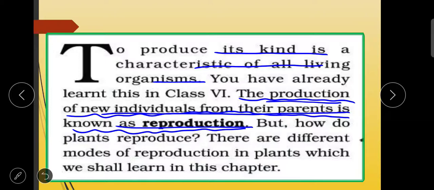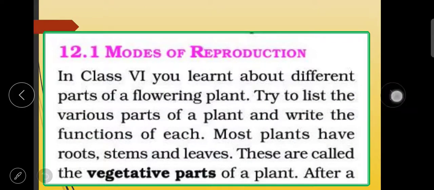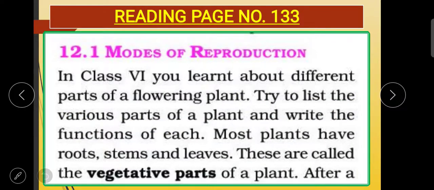Children, but do you know how these new individuals can be reproduced in plants? In plants, there are actually different modes of reproduction, which we are going to learn in this chapter. Let us see what those modes of reproduction are. Children, we have learnt about the different parts of a flowering plant in class 6. Let us try to recall those parts of a plant and we will see their functions also.